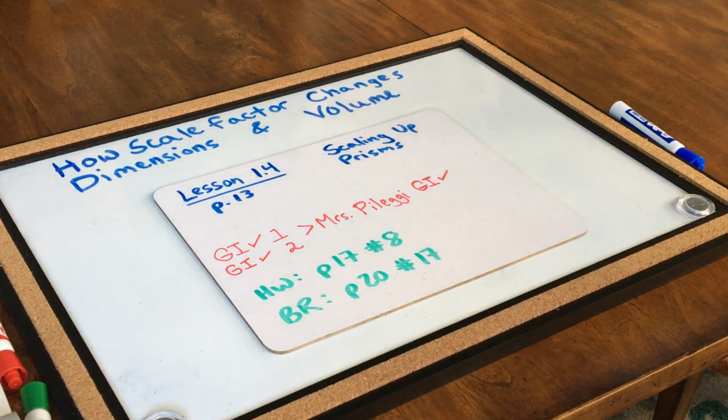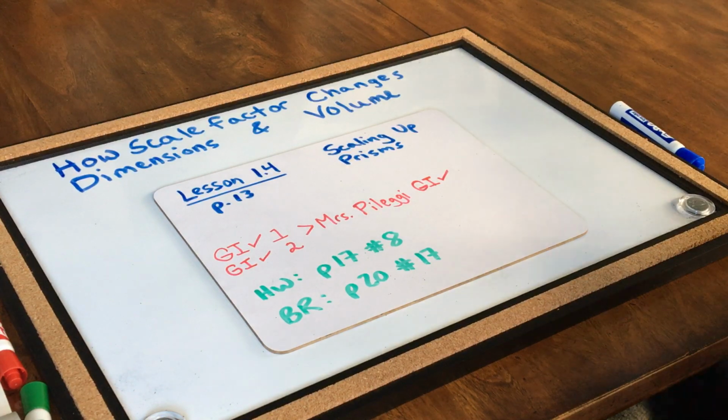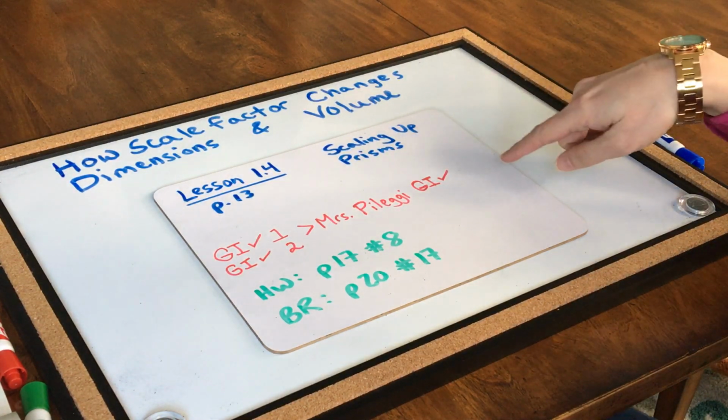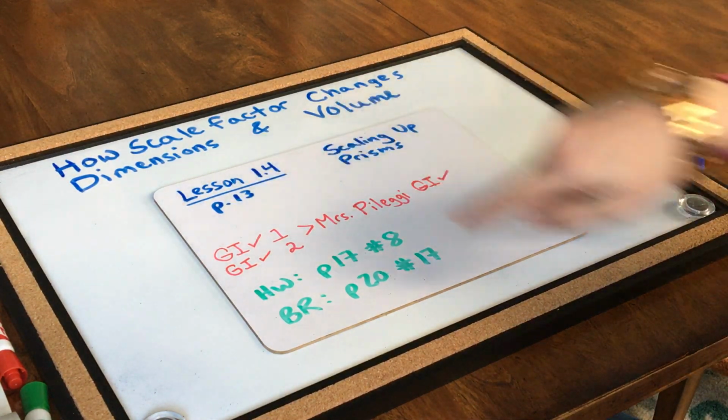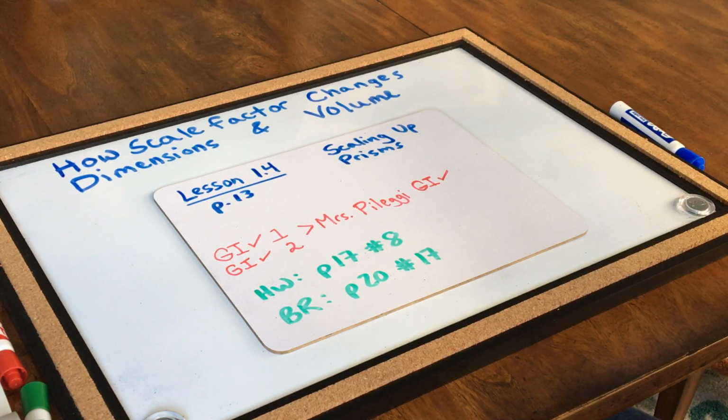Hi, 7th grade. Today is Thursday's lesson, and today we'll be doing lesson 1.4, which is scaling up prisms, and this you'll find on page 13 of your book.